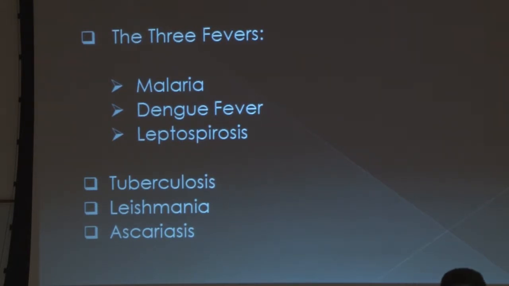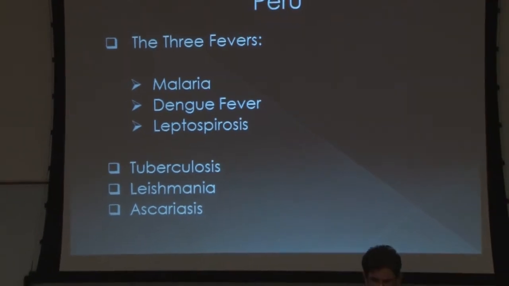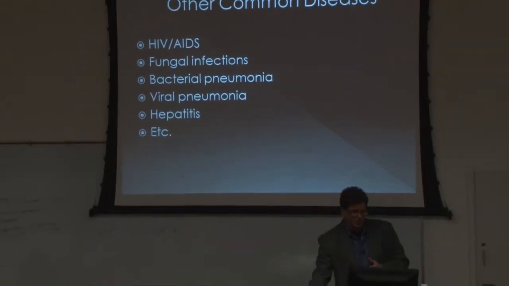Other diseases that are common in Peru that I deal a lot with are tuberculosis, leishmania, and ascariasis. So one bacterium, another protozoan, leishmania, and ascariasis is an infection caused by a parasitic worm.